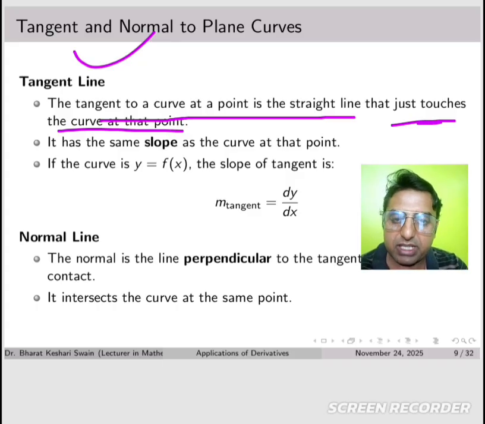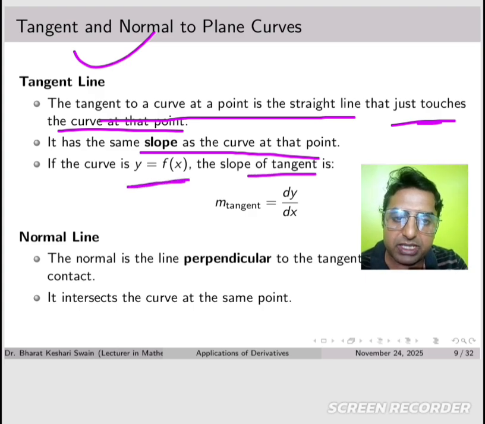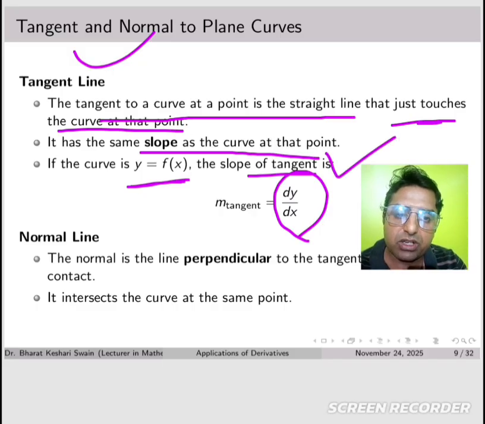So this is the tangent to a curve at a point. It has the same slope as the curve at that point. If the curve is y equal to f of x, then the slope of the tangent is given by dy by dx. So just remember this. What does dy by dx represent? It represents the slope of a curve. If y is the curve, then dy by dx is the slope of the tangent.